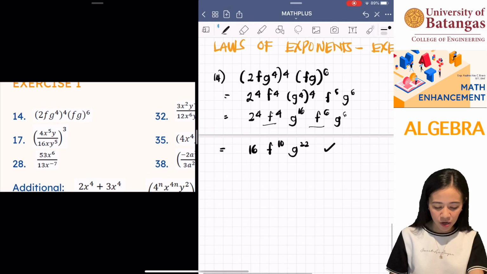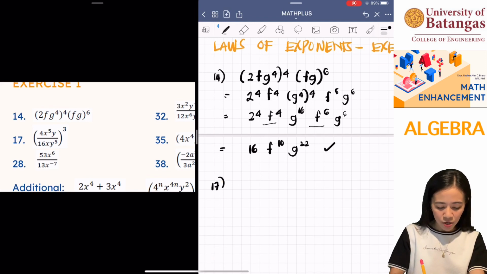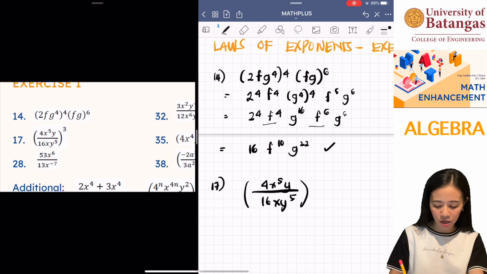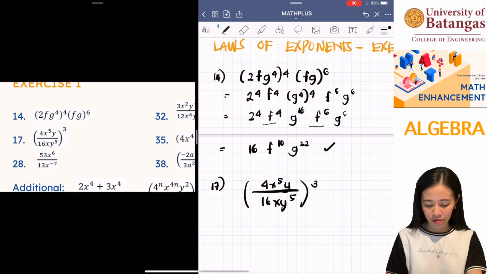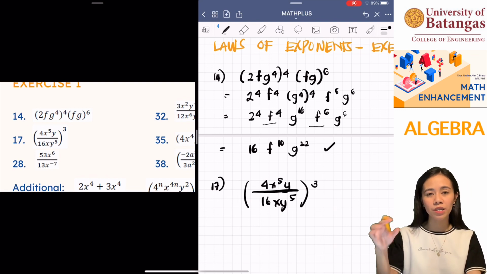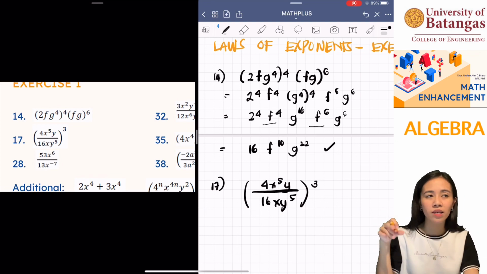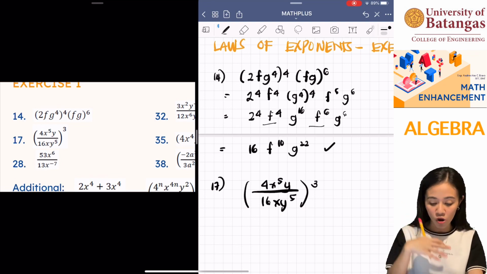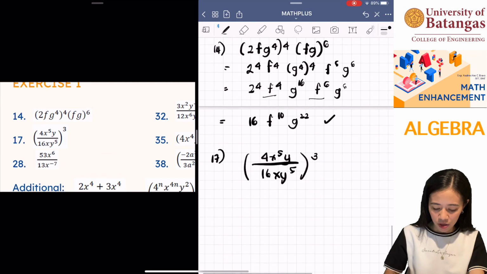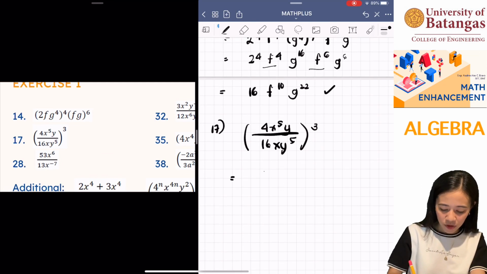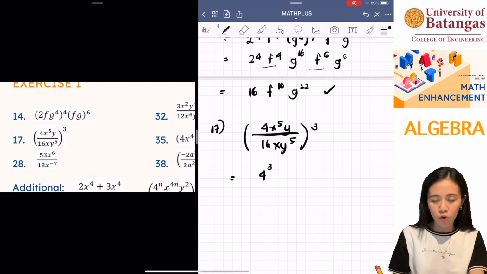Okay. Number 17. You have the quantity of 4x to the 5th y all over 16xy to the 5th quantity cube. Okay. So, expanded power rule ulit. Expand natin siya. Expand natin or apply natin yung exponent na 3 sa loob nung quotient natin. So, that would be 4 cube. Okay? Or pwedeng ganito ha.